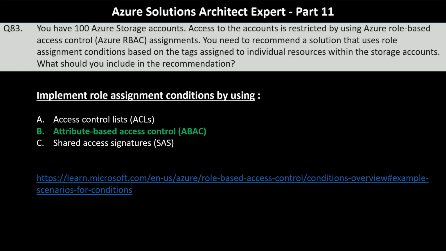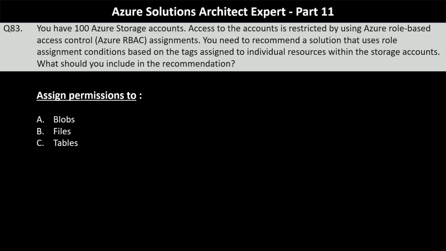ACLs are typically used for managing access at a more granular level, such as file or folder permissions within Azure Files or blob storage. They are not used for setting access conditions based on tags or attributes. Now, SAS provides delegated, time-limited access to specific resources in your Azure storage account. However, it is not used for setting access policies based on attributes like tags.